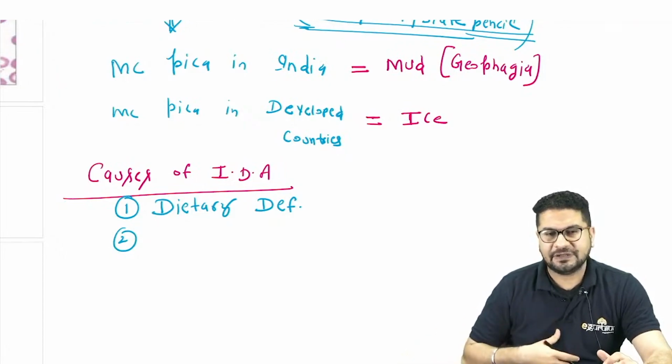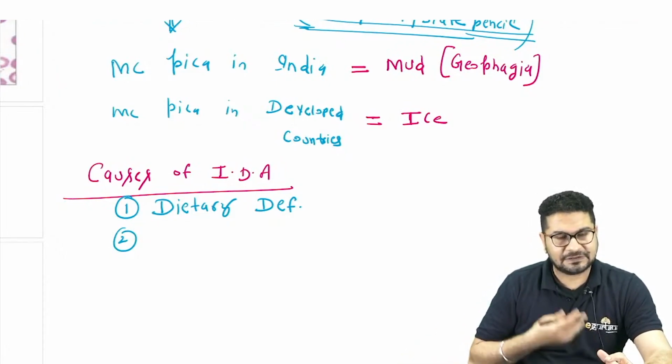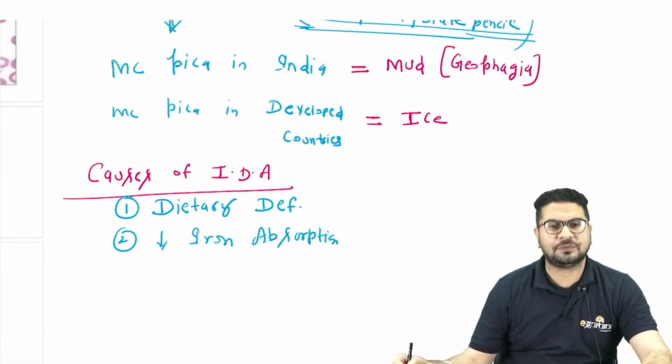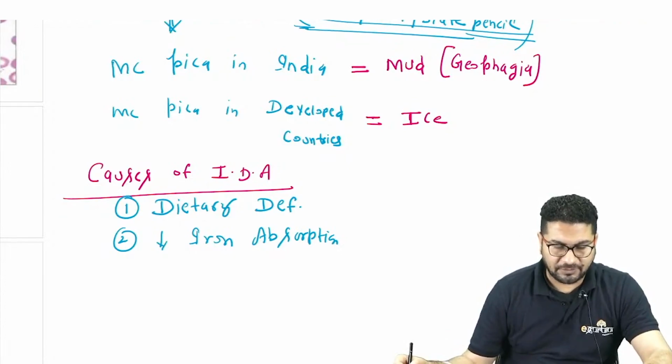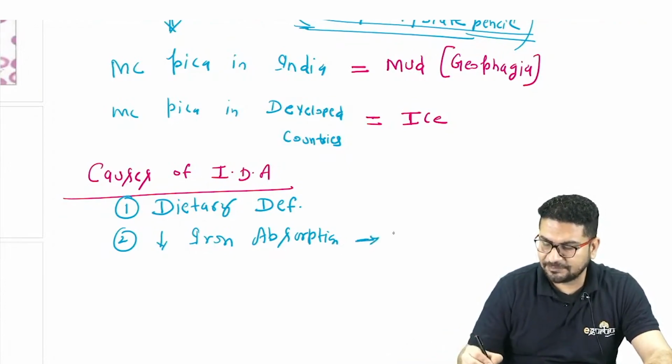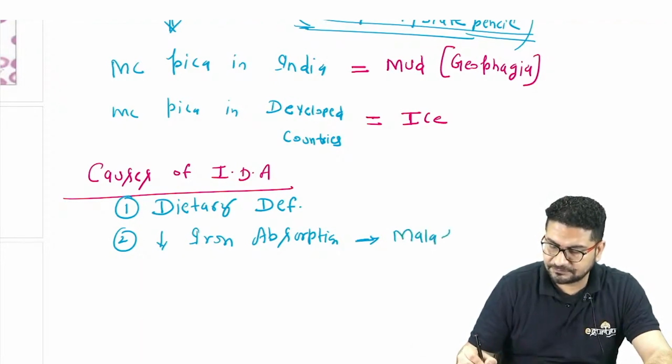The second cause of iron deficiency: you are taking a good diet, but your body is having some malabsorption disease that is not allowing iron absorption, meaning there is decreased iron absorption. Now why is your body not having enough iron absorption? The reason can be some malabsorption condition.